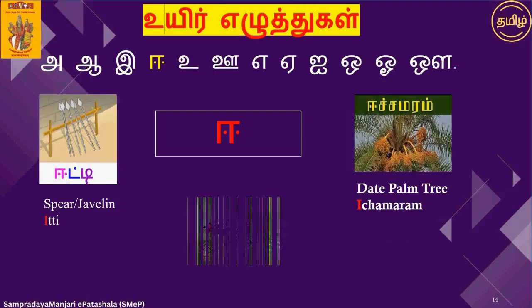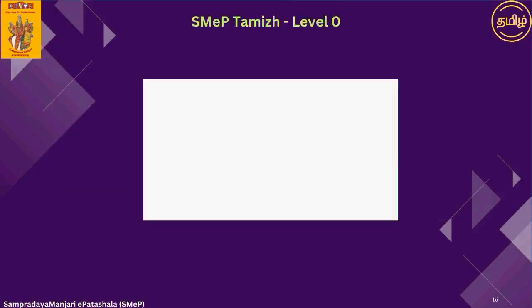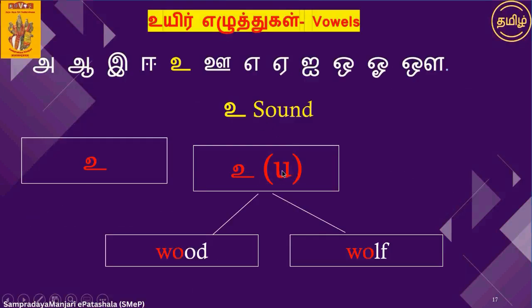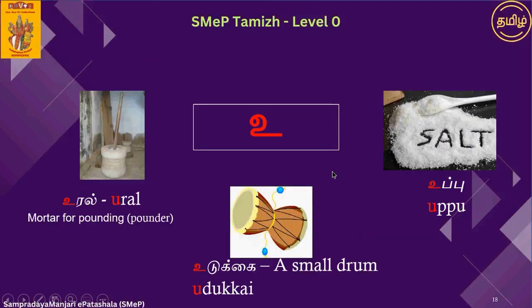Again, coming to next, O sound. O is small U, double O. How you say would, how you pronounce double O in W O O D, in that only W O, how you pronounce that W O? The same way you have to pronounce this letter. Ud. Ulf. Okay?